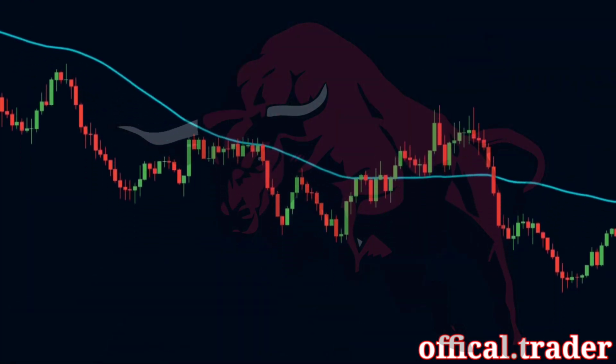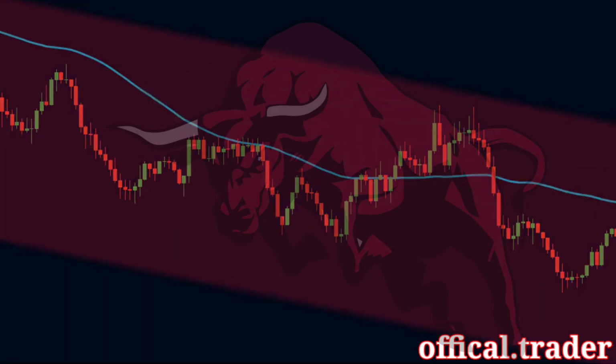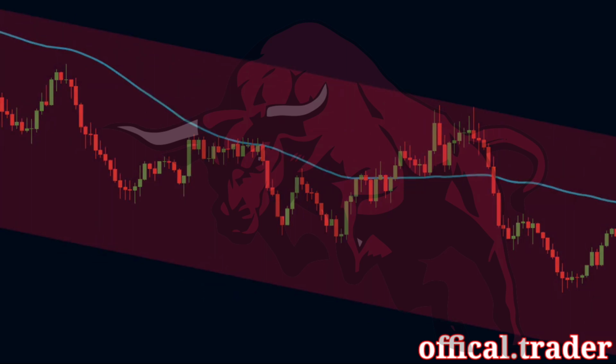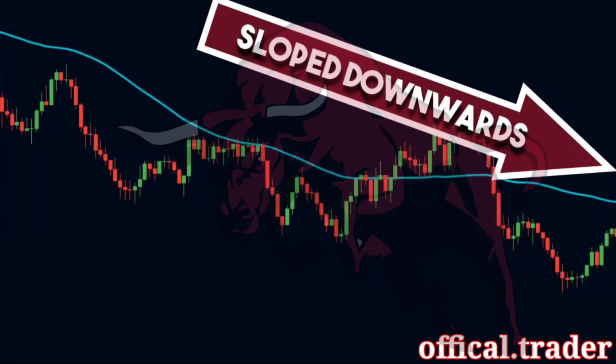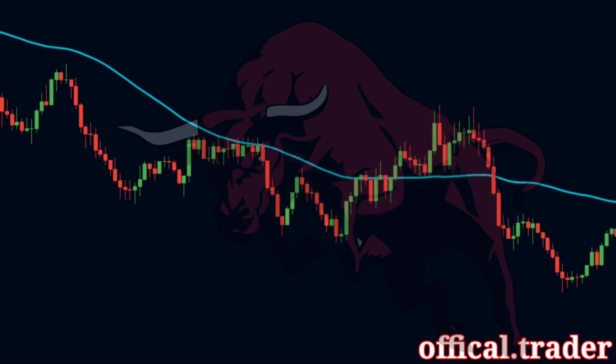This is one of my favorite trades that recently occurred on the Euro-USD pair. Here we can see that the pair is trading below the 50-period moving average, and the moving average itself is sloped downwards. Hence, we have a short bias.